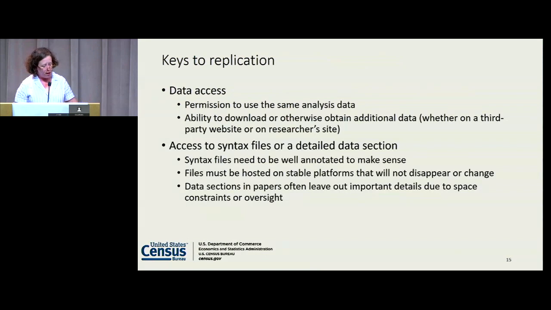So again, as I was building this presentation, I thought of some of the keys to replication that I think are necessary. To do a statistical replication, it seems like you really have to have data access. You have to have permission to use exactly the same analysis data set that the researcher used. Or you have to have the ability to download or otherwise obtain the data set or additional data that the researcher used. So economists have a tendency to use a kitchen sink approach to their analyses.